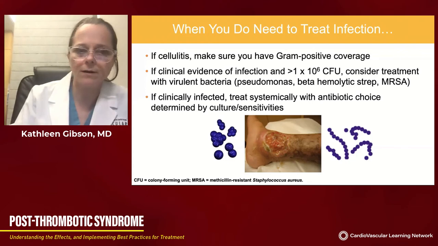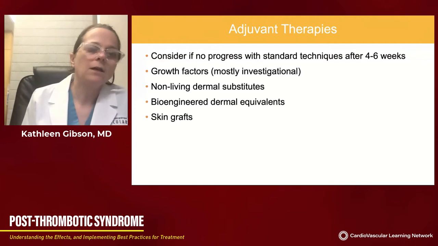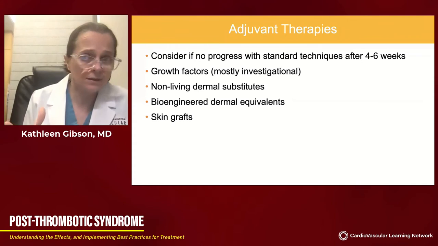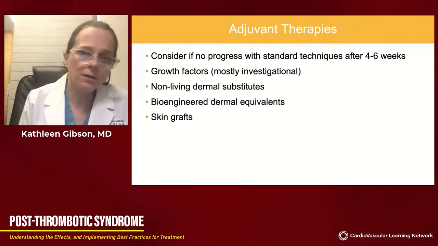So adjuvant therapies in our practice, if we've done all of the things we need to do in terms of treating superficial and deep venous disease, if they've been stented, they've had their varicose veins treated, and we're treating an ulcer, and we've done everything that we can as surgeons, then if we don't see progress in the wound healing after 4 to 6 weeks, we go to an adjuvant therapy. There's several that can be considered, including growth factors, non-living dermal substitutes, and some bioengineered dermal equivalents. And last option would be a skin graft.